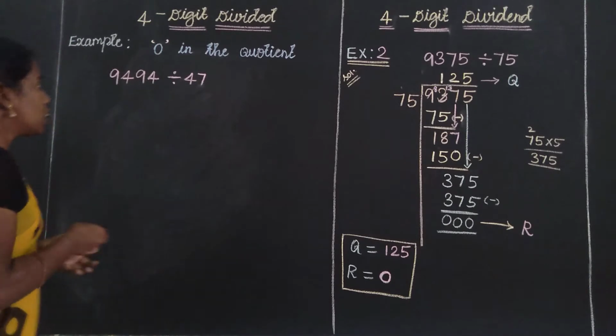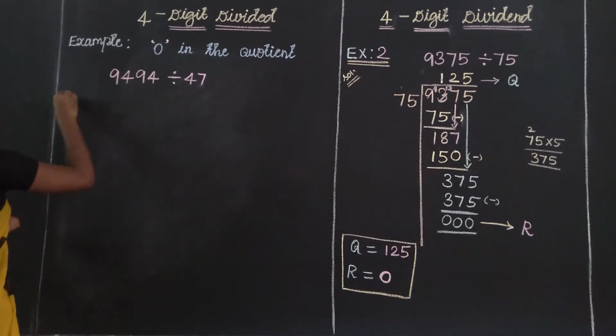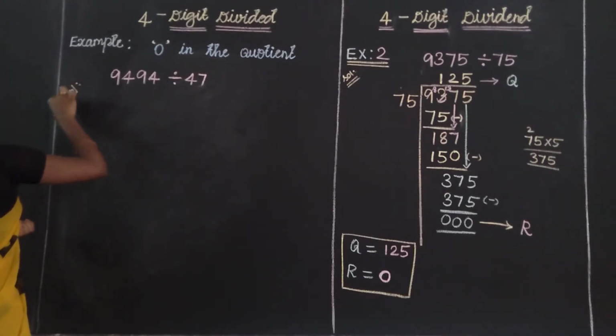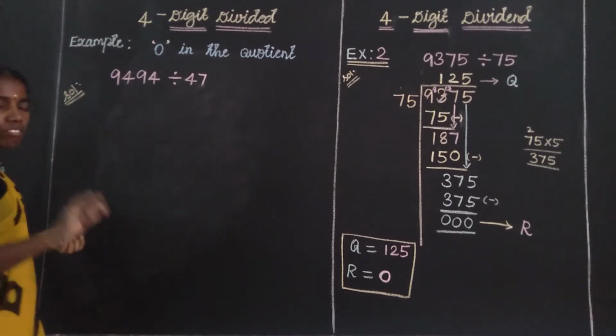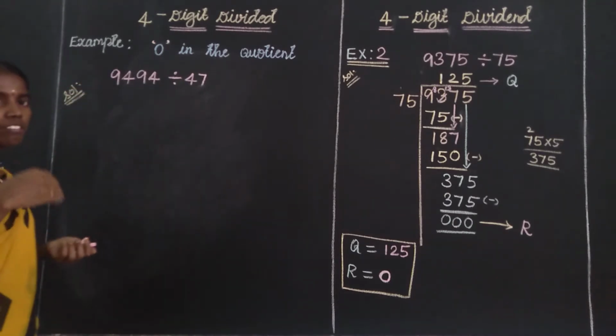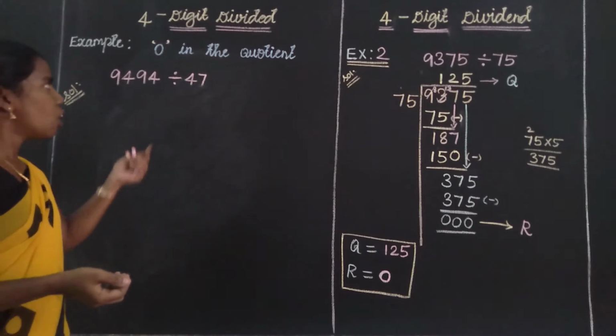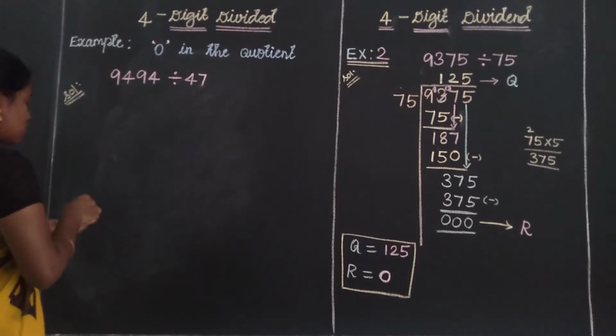Okay, see, the solution. The dividend number is a 4-digit number. Okay, the dividend is a 4-digit number and the divisor is also a 2-digit number. This is a 4-digit dividend problem.